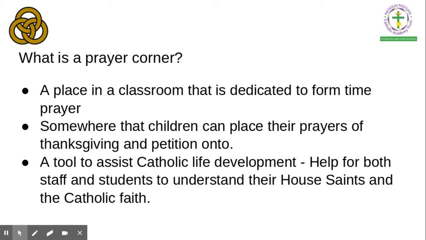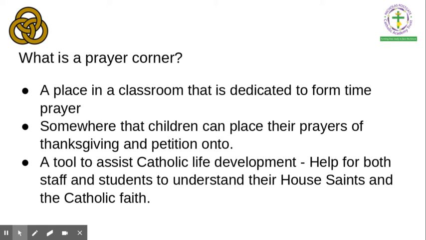Thanksgiving can be about anything. It can be about thanking that they have done well in their exams or in their classes. It can be thanking that they are healthy. It can be thanking that things are going well in their life. And petition is asking for things. It could be asking that someone gains their health back, that someone who is unhappy gains some happiness, that someone who is sick gets better.